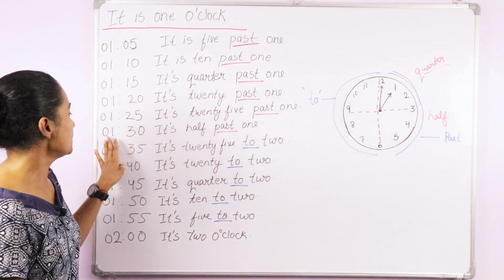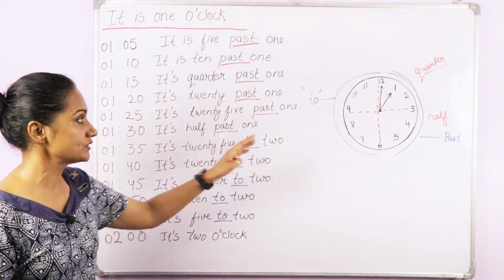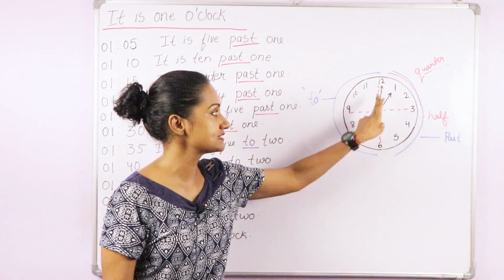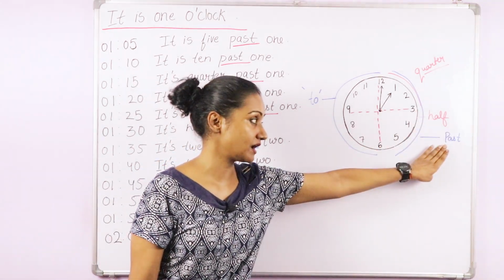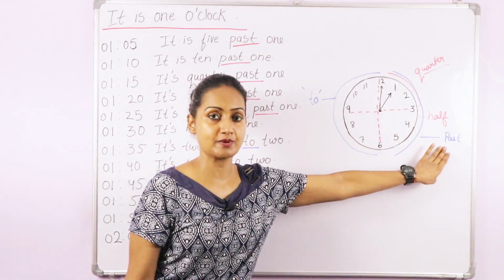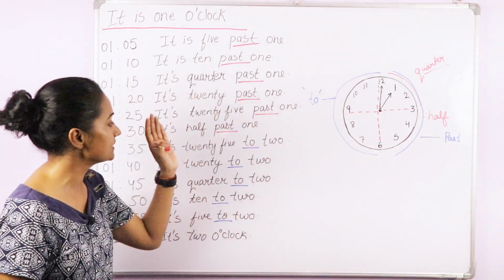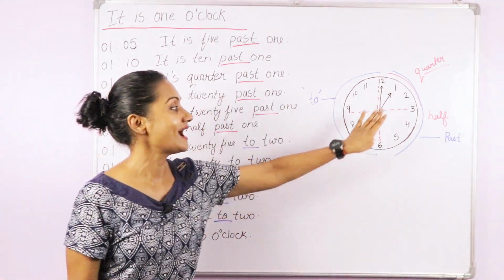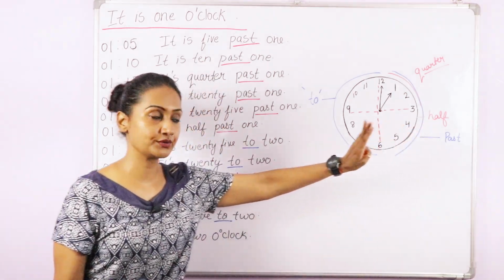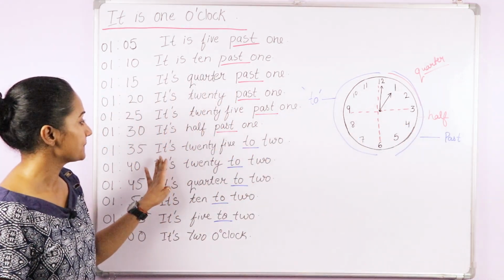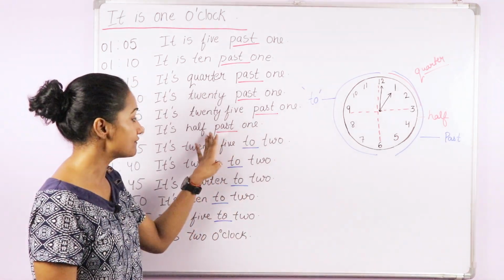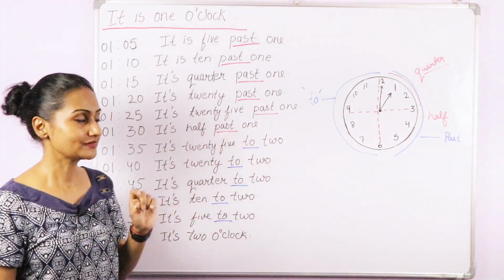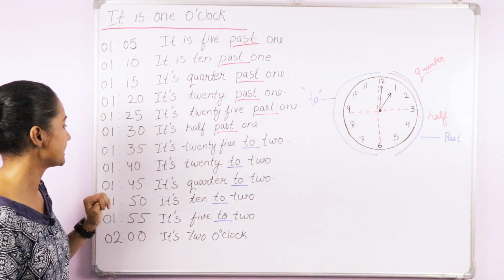Now if it's 1:30, here from 12 to 6, this is 30 minutes. However, we are still in this part, so we will use past, but we are not going to use 30 minutes past. No, half. So this is half. So it's half past 1. This way you will tell the time.